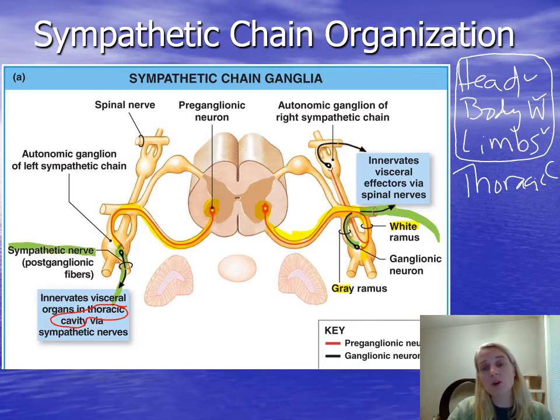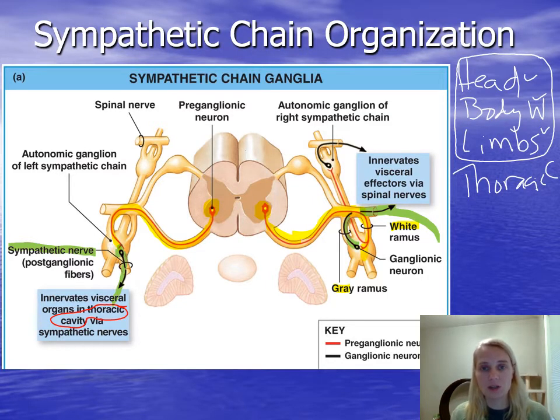So we have a white ramus going into the chain ganglia. We have a gray ramus going out back up to the spinal nerve, and then kind of coming off of one side of that chain ganglia, we have the sympathetic nerve. And that's going to send that postganglionic neuron to the smooth muscle around the bronchioles in my lungs saying, relax, so I can bronchodilate, so I can move more air in and out of my lungs.